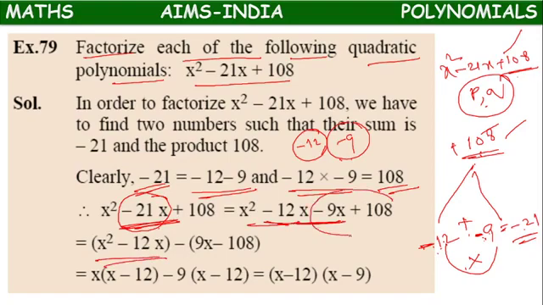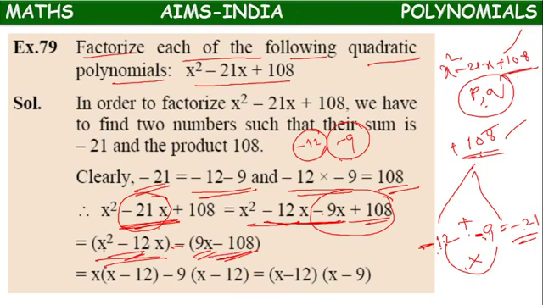Next, before the third and fourth terms, we have a minus. We can take minus common. So minus 9x will become plus 9x, and plus 108 will become minus 108. First two, one group. Next two, one group.